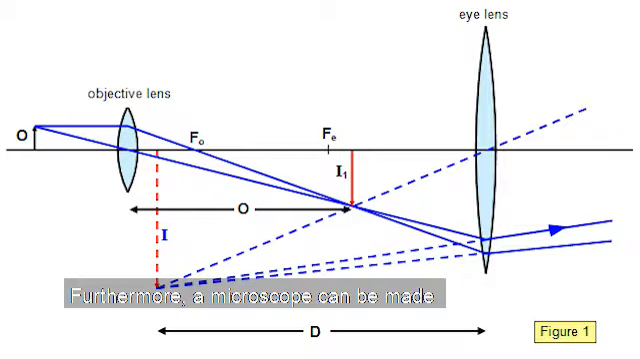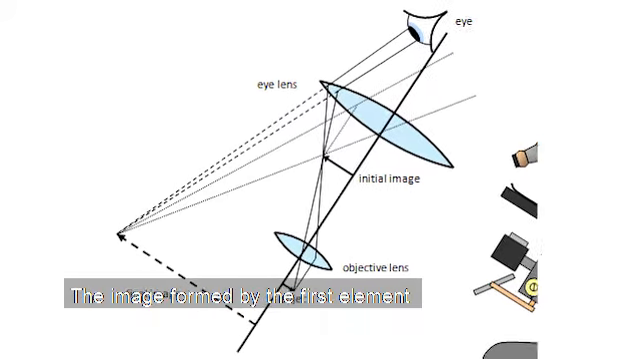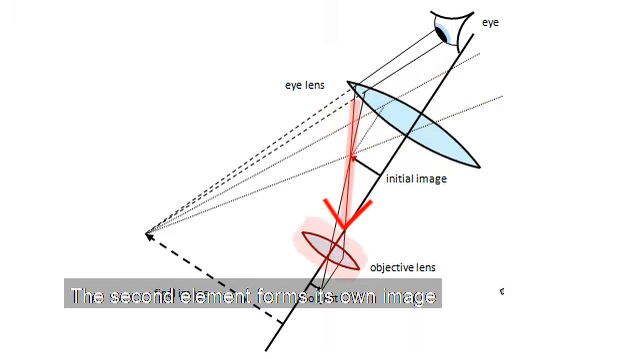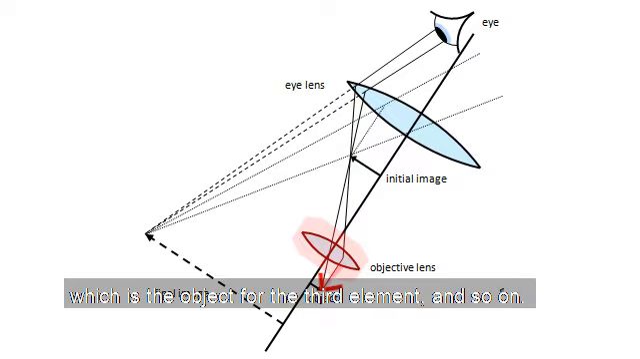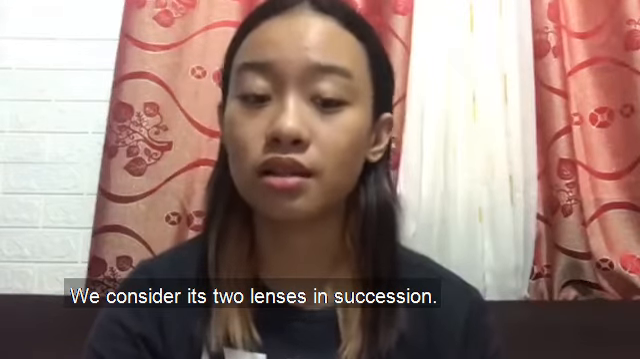Furthermore, a microscope can be made from two convex lenses. The image formed by the first element becomes the object for the second element. The second element forms its own image, which is the object for the third element, and so on. How does a microscope form an image? We consider its two lenses in succession.